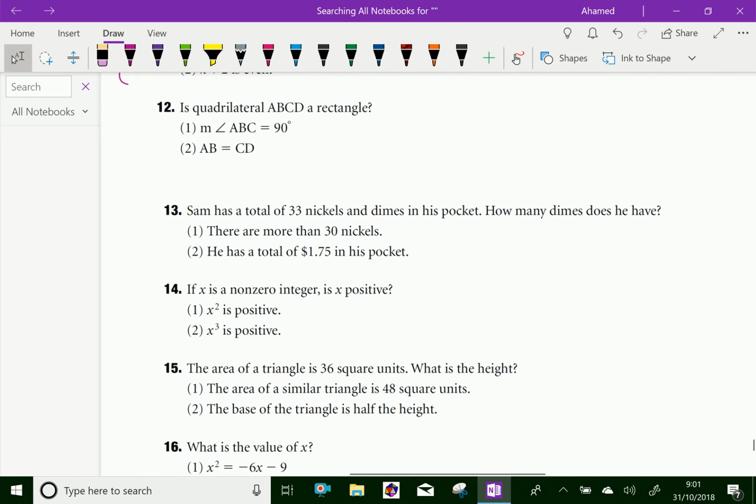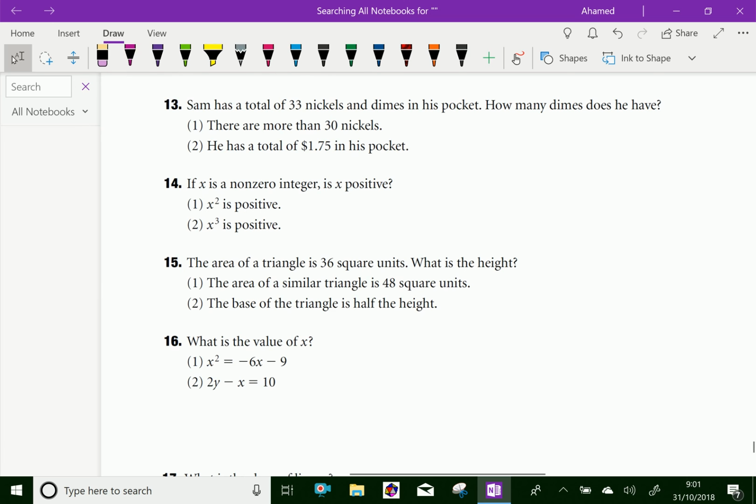Now 12 is the quadrilateral ABCD is a rectangle. So the first statement, the angle ABC equal to 90 degree. Here this only one angle is 90 degree is given. From this statement we cannot decide this ABCD is a rectangle. Then second option, AB equal to CD. AB equal to CD means opposite sides are equal here. From that information only we cannot say ABCD is a rectangle. So the option E. Therefore we cannot solve by using these two statements.